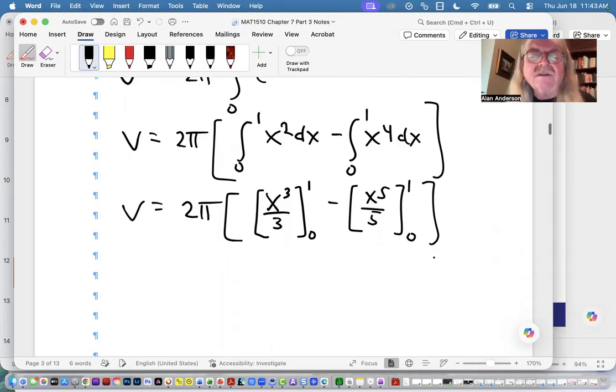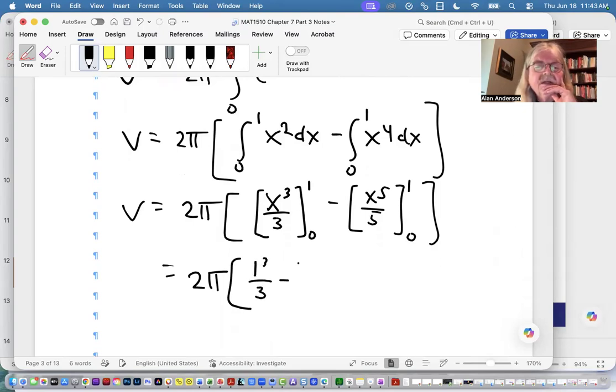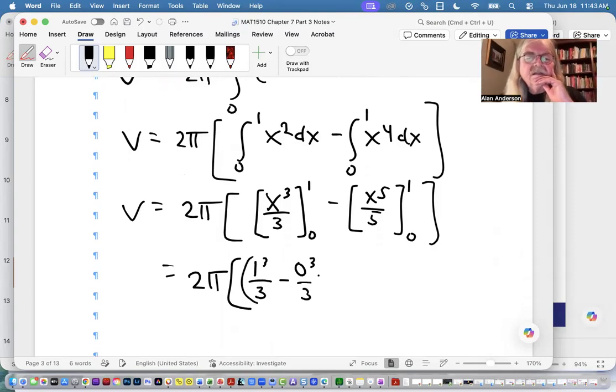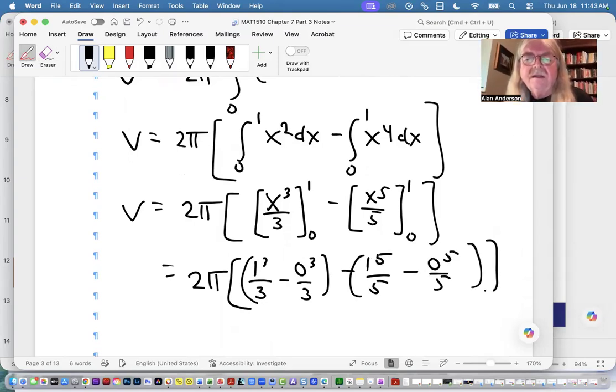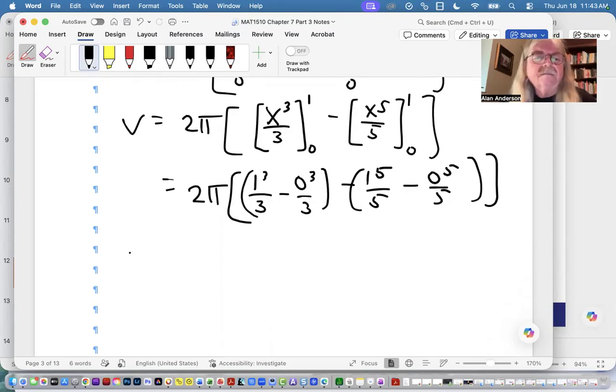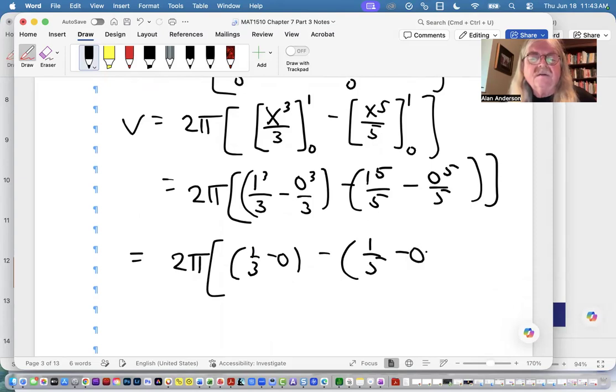All right, we could factor out those constants, but since this is such a simple case, it may not be necessary. So in other words, what we have here is 1 cubed over 3 minus 0 cubed over 3 minus 1 to the fifth over 5. Oh boy, hold on, let me fix that. Minus 0 to the fifth over 5. All right, what does that leave us with? 1/3 minus 0 minus 1/5 minus 0.